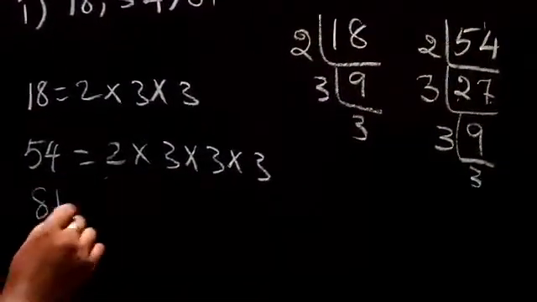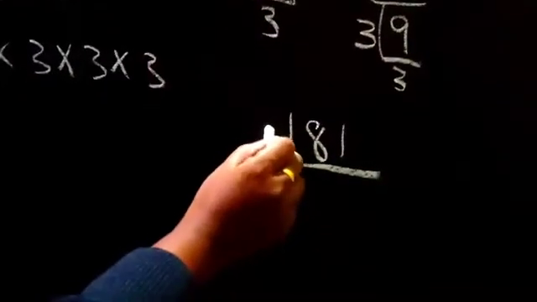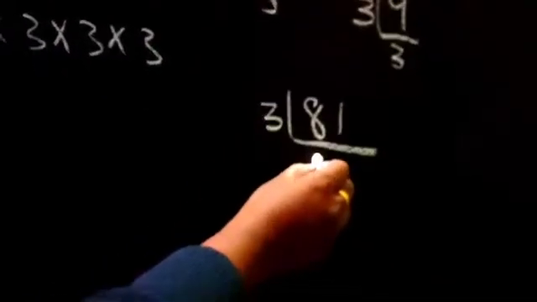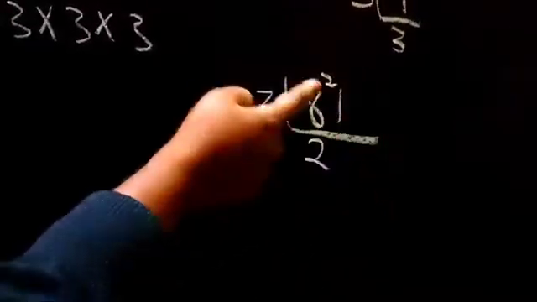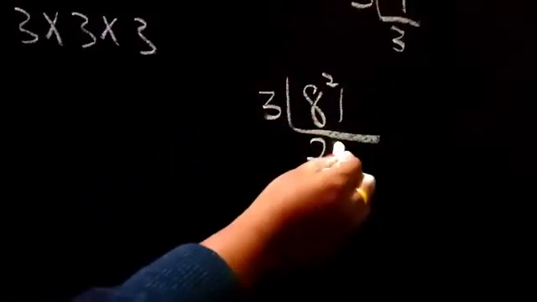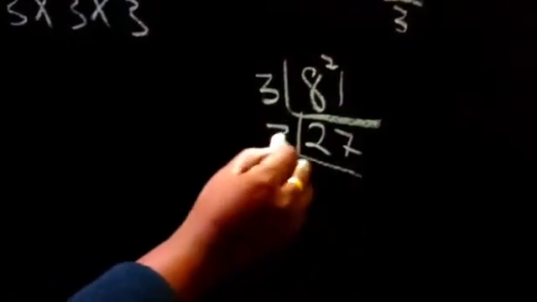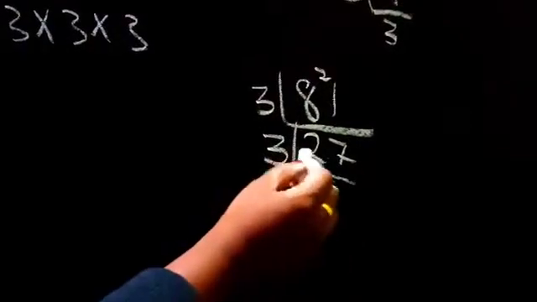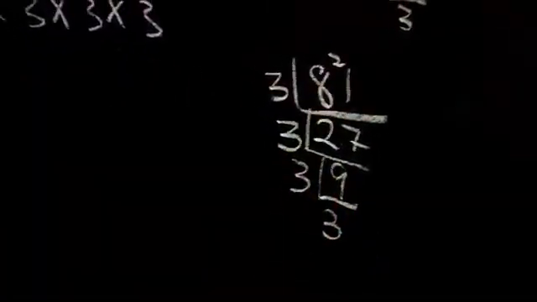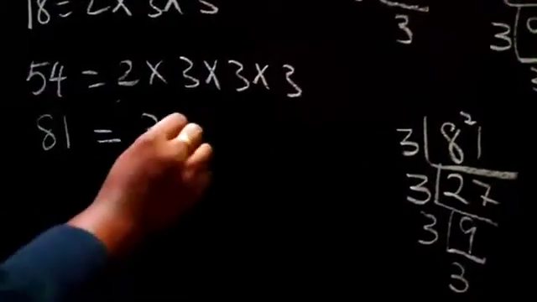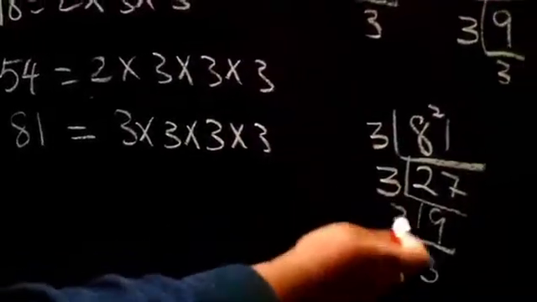Next number is 81. So 81 can be written in the third table. 3 2s are 6, remaining 2 and 1 is 21, 7 3s are 21. Again 27 can be written in the third table, 9 3s are 27. Again this 3 can be written, 3 3s are 9. So 81 can be written as 3, 4 times. 1, 2, 3, 4 times.